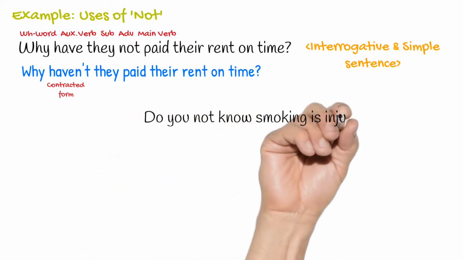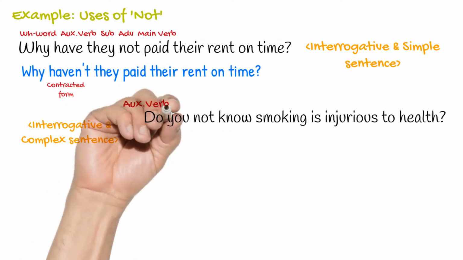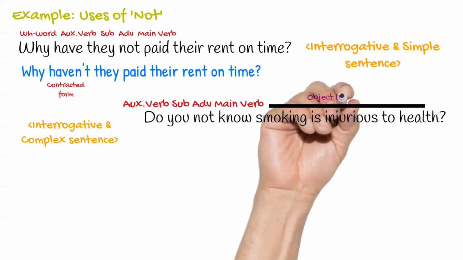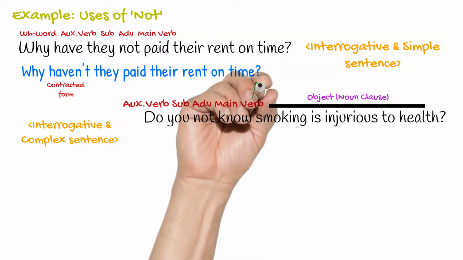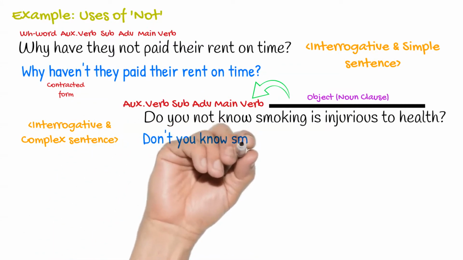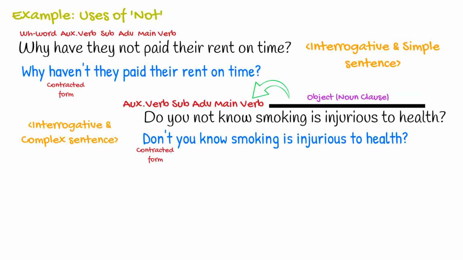Next, do you not know smoking is injurious to health? In this sentence, there are two clauses. Do you not know is the principal clause. And, smoking is injurious to health is the subordinate clause and acts as the object of the verb, know, that is why it is a noun clause. As the principal clause is interrogative, the whole sentence is treated as an interrogative sentence. And as per the structure of the sentence, it is a complex one. If we use the contracted form we have to use, don't before the subject.